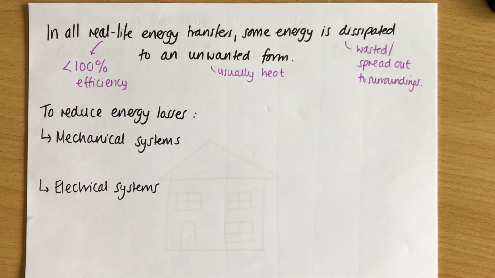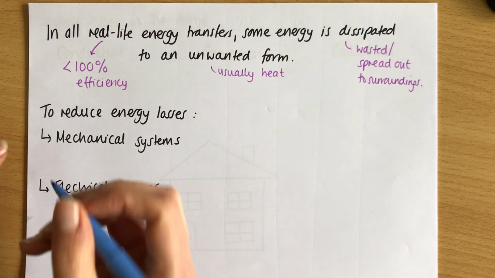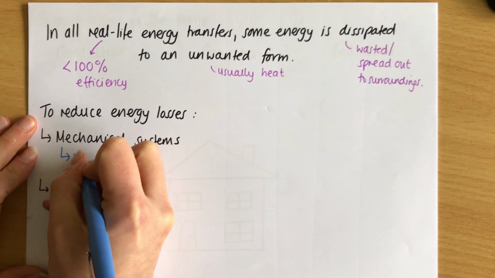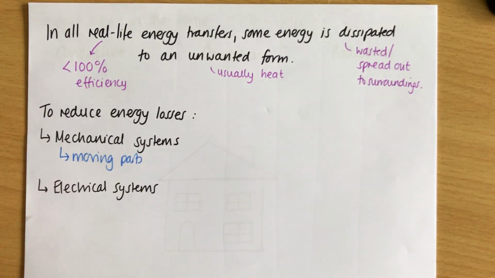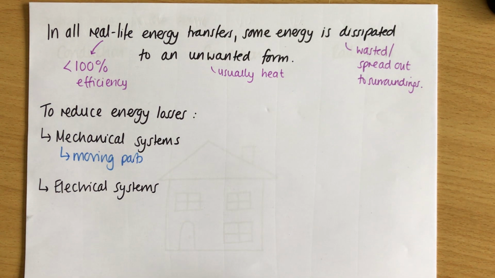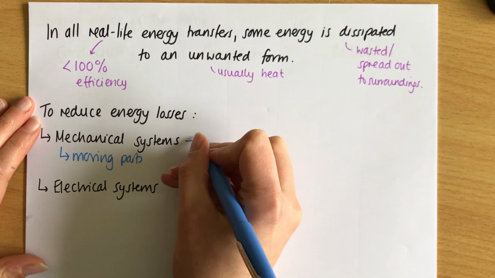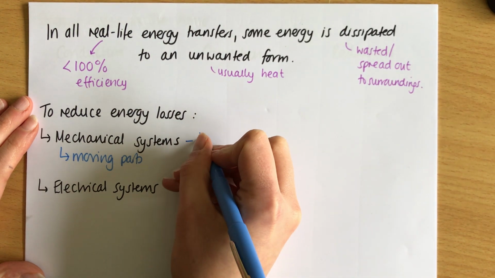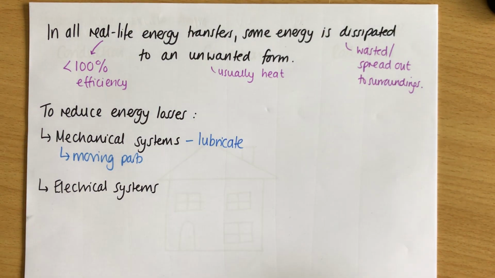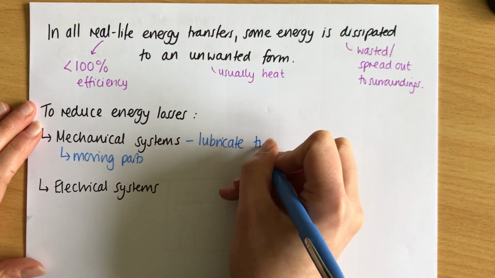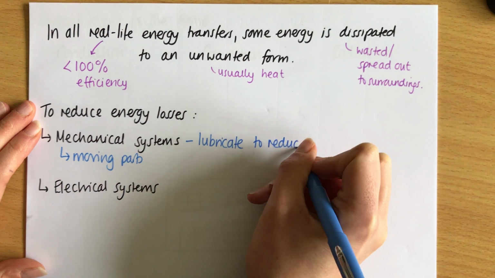Now, there are some general things we can do to reduce energy losses, and you need to know about them for two main systems. Mechanical systems, that's systems with moving parts. And then electrical systems, which are systems that use electricity. For mechanical systems, anything with a moving part, the way we reduce an energy loss generally is to lubricate. So we lubricate the moving parts, and this reduces friction.